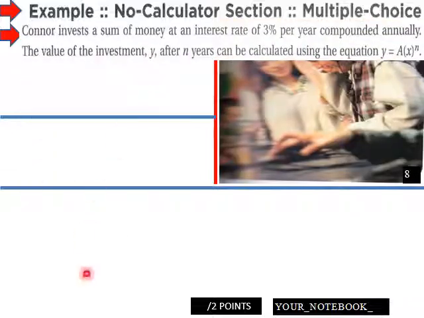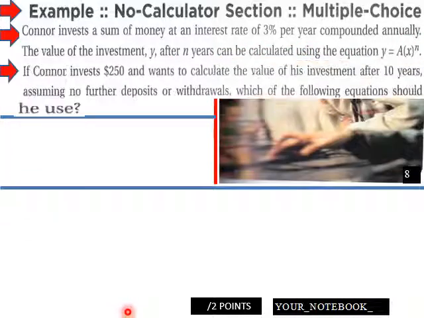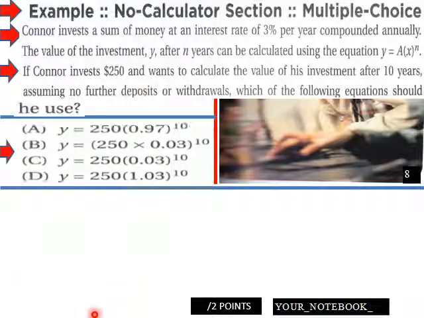Example, no calculator section. Connor invests a sum of money at an interest rate of 3% per year, compounded annually. The value of an investment y after n years can be calculated using this equation: y equals a times x to the nth. If he invests $250, what's the value of his investment after 10 years? And these are the possibilities here.